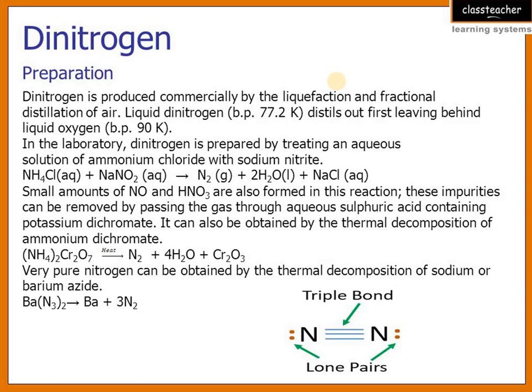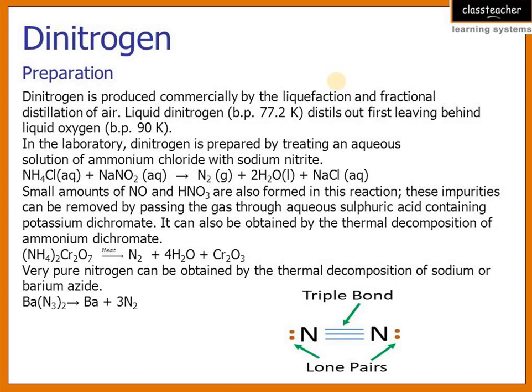Similarly, we can prepare it in the lab also by using ammonium chloride and sodium nitrite. In the aqueous medium, on heating you will get nitrogen as a gas along with sodium chloride solution. A small amount of NO and HNO3 are also formed in this reaction. Therefore, this is not advisable to get pure nitrogen by this method. So the method to get it pure, the best method, is the barium azide method, Ba(N3)2. Barium azide gives you nitrogen in the pure form.